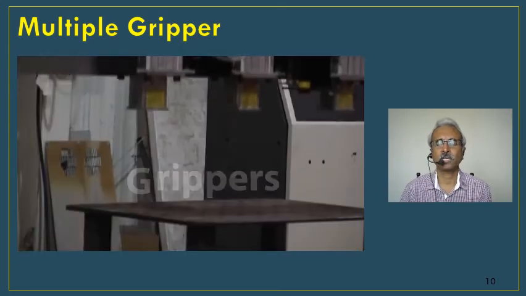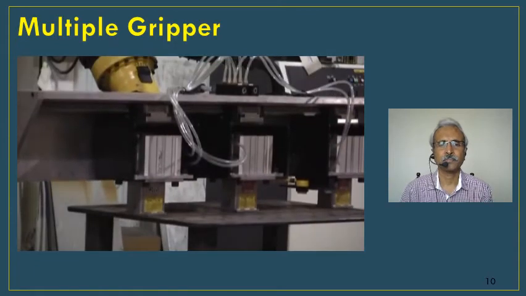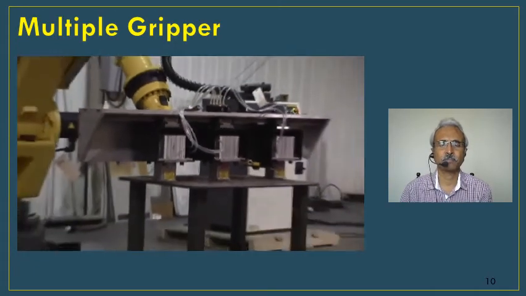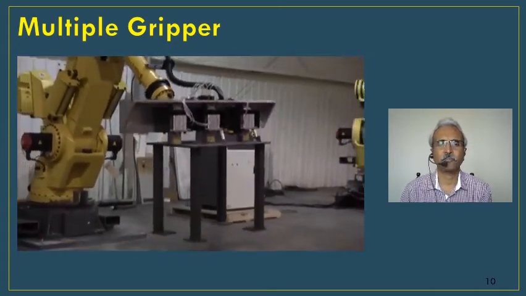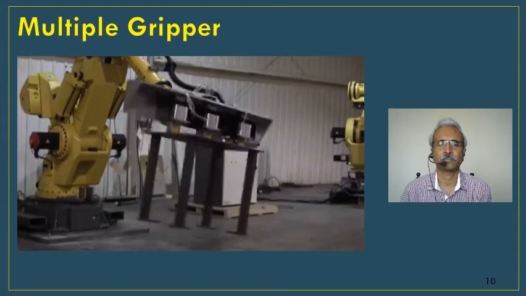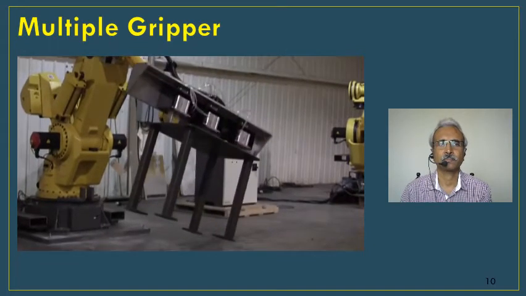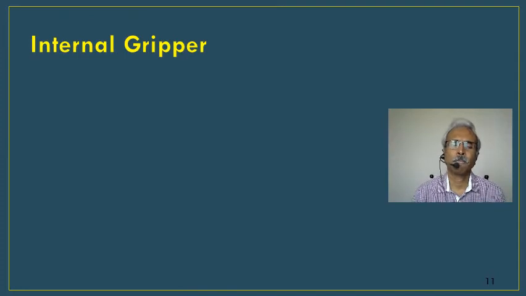So in this video you can see how the object is being carried by the gripper. Here in fact you have 3 grippers. Right, so you saw multiple grippers. Of course in this case the object is bigger and also heavier. The other example I told was large flat sheets, where you can't hold it with one single gripper or 2 grippers, you need multiple grippers.